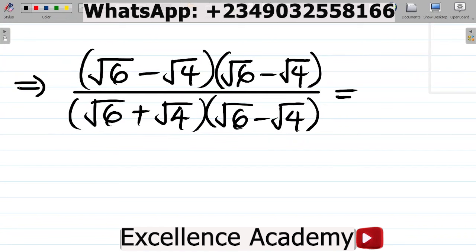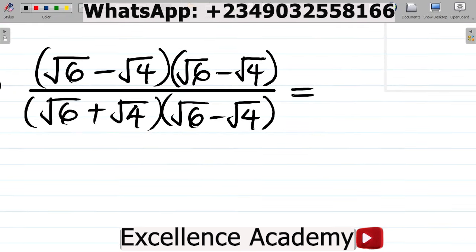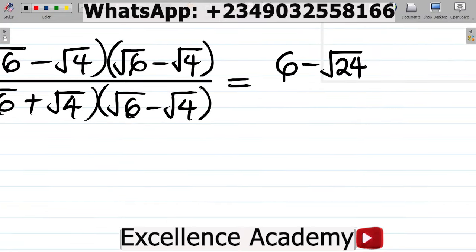This will be equal to, I'll just go straight to solving this. Root 6 multiplying root 6. Root 6 times root 6, if they multiply, gives you 6. So I have 6. Root 6 times minus root 4 gives you minus root 24. Next up, minus root 4 times root 6. That gives you minus root 24.